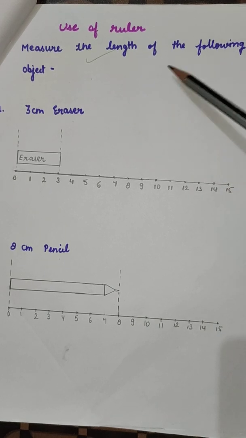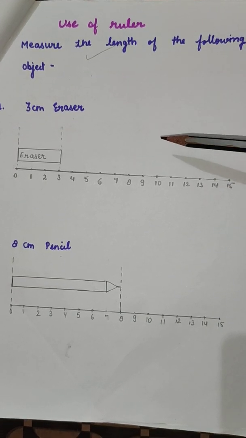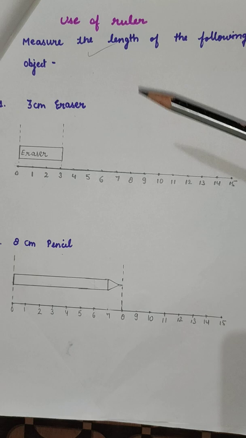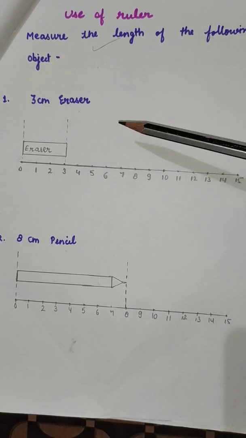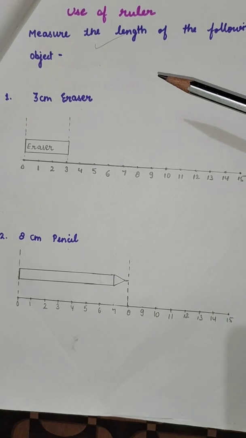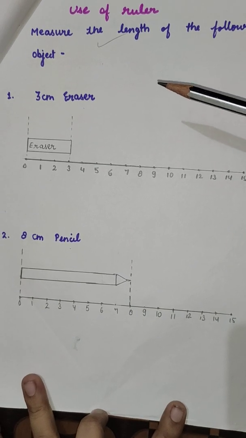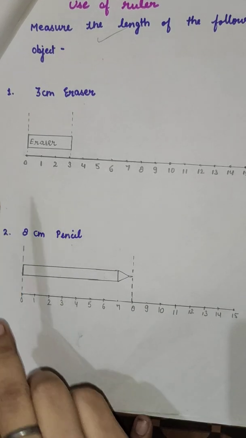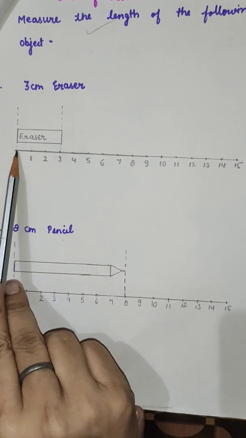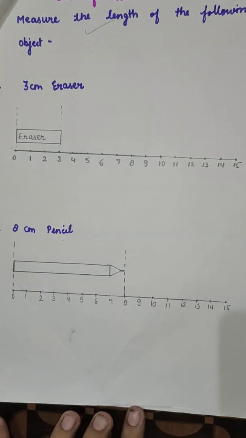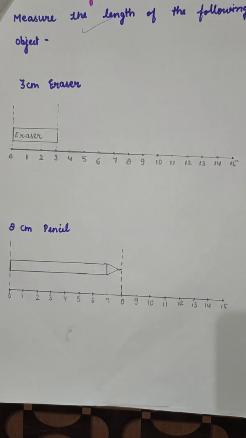Now this is measuring length. If something is given to you, suppose I am asking you to draw a 4 centimeter eraser. So you have to take a scale, keep it on your copy, and for the 4 centimeter eraser you will start from 0 to 4, so your eraser will come up to here. So this type of question can also come in your exam.